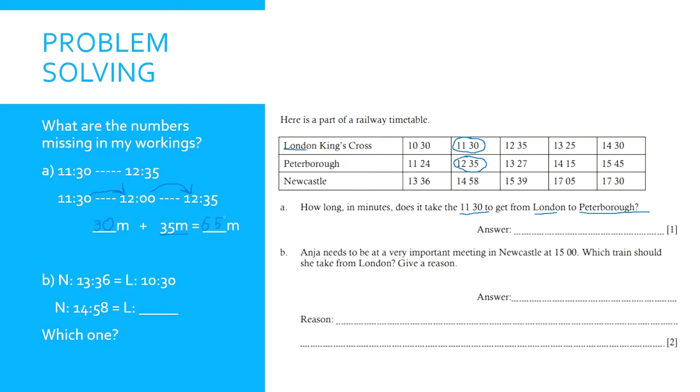Some questions ask you to give your answer in hours, but this particular one, if we read back through and check, asks us for our answer in minutes. So I would just write 65 minutes on my dotted line over here. So for question B, have a look at my workings, see if you can work out what the missing numbers are, and have a think about what your answer would be for this. Give yourselves 1 minute to have a go at that.